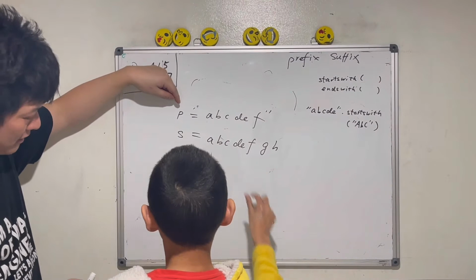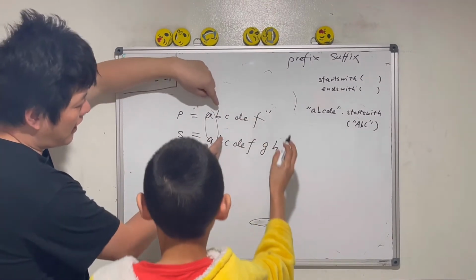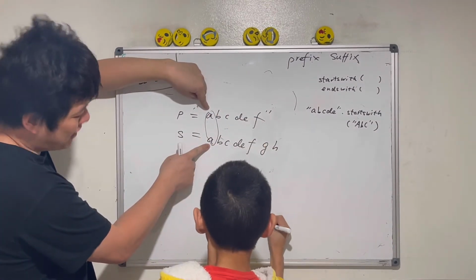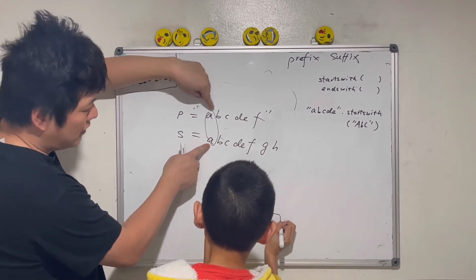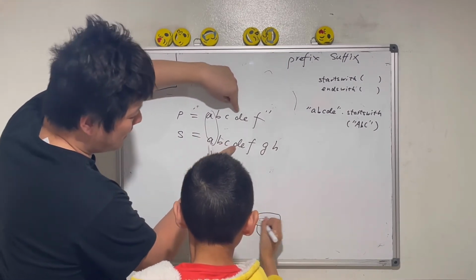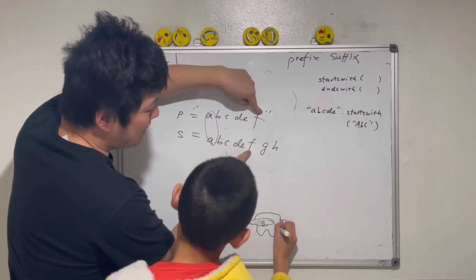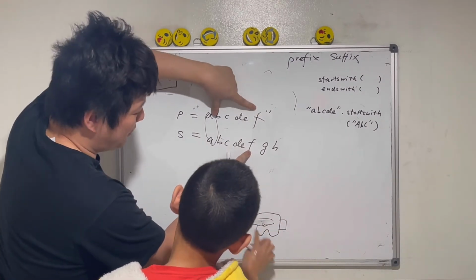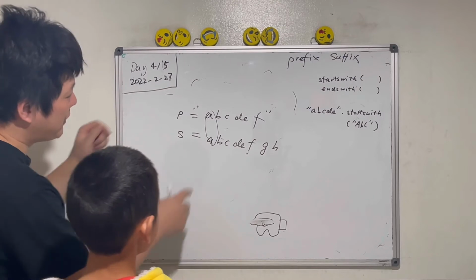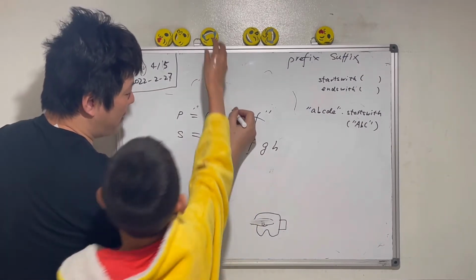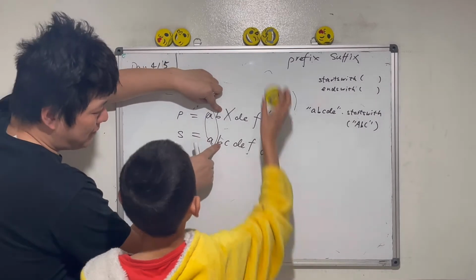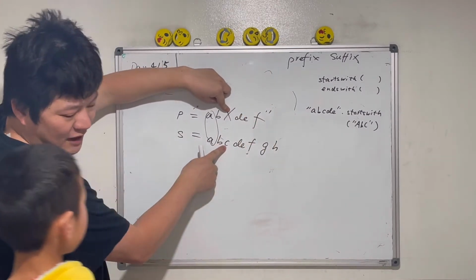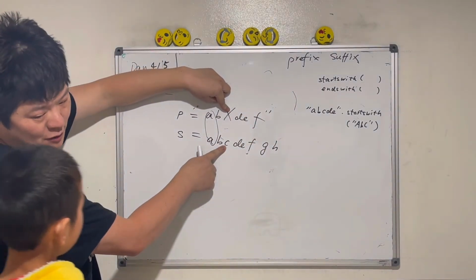We compare the first letters, A and A match, so what do we do? Next letter, B and B, C, D, E, F, until we reach the end of the prefix, then it returns true. If we have a mismatch, let's say abx here, A and A match, B and B match, X doesn't match, then we return false, right?